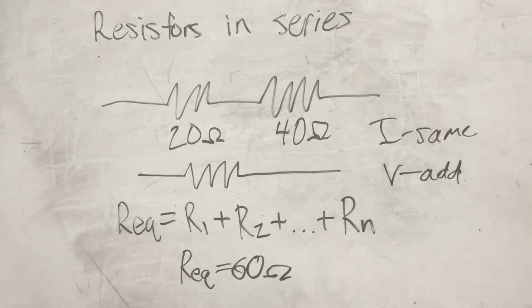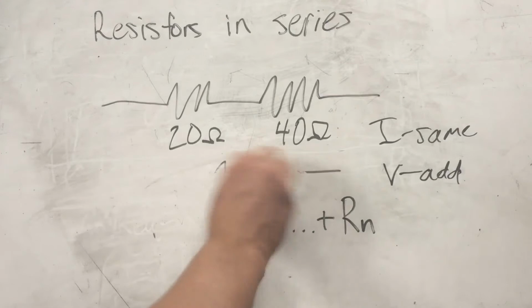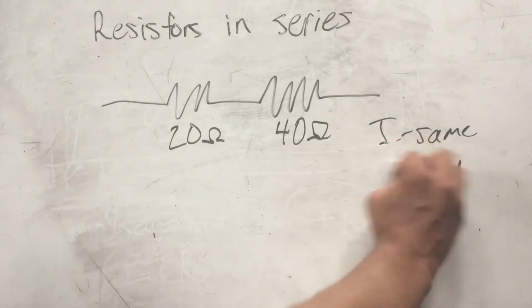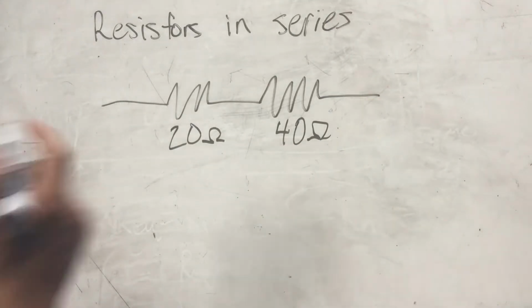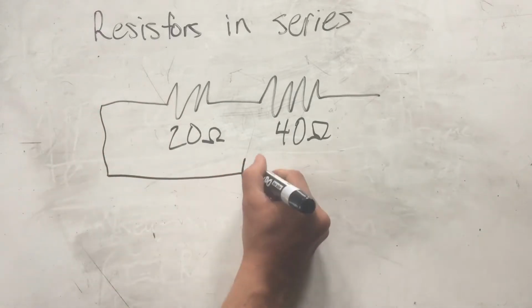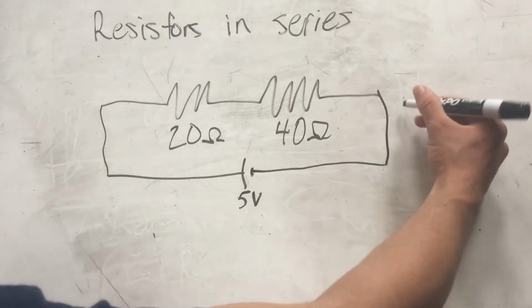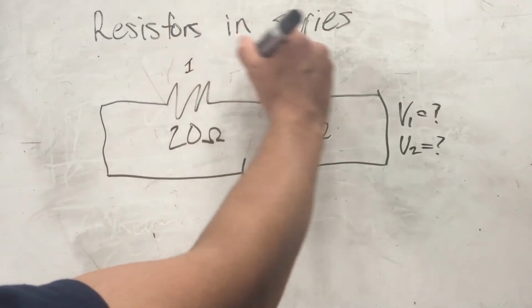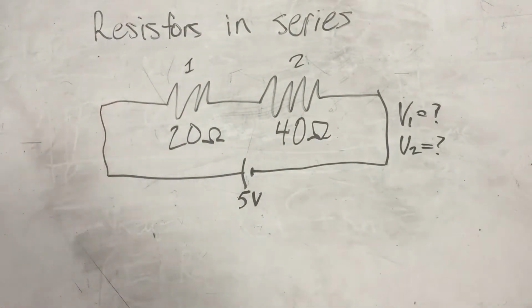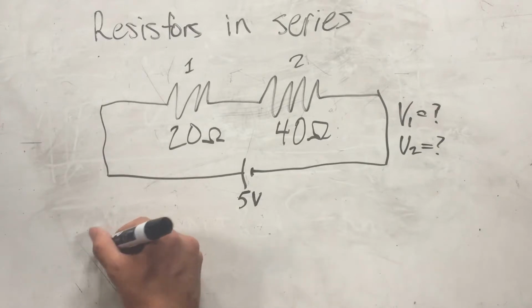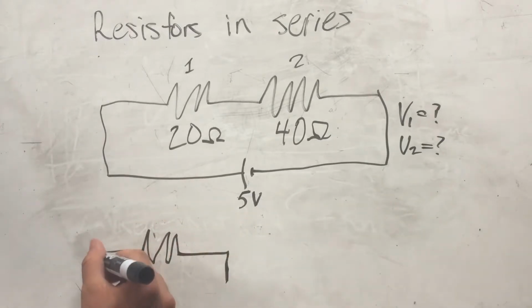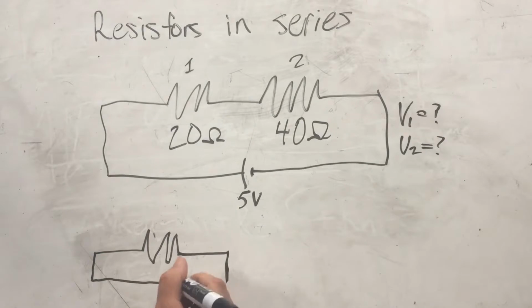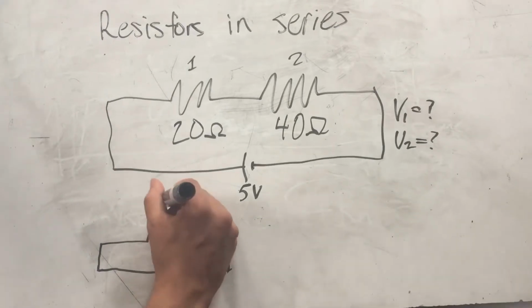Going back to our example from before, let's say that our 20 ohm resistor and our 40 ohm resistor are connected to a 5 volt power source, and we want to find the voltage drop across resistor 1 and resistor 2. First, we can go back to our 60 ohm equivalent resistor and redraw our circuit with only this 60 ohm resistor and our 5 volt battery.